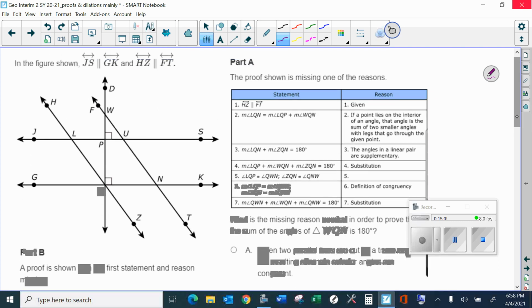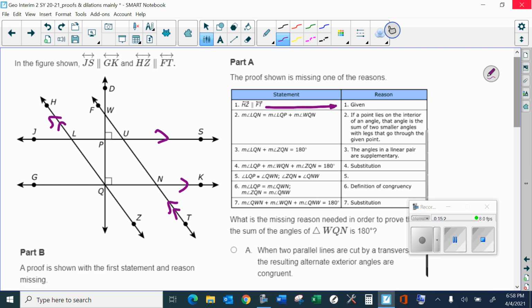In the figure shown, JS is parallel to GK and HZ is parallel to FT. So whenever I'm thinking parallel lines, as I have here in the given, I should be thinking parallel lines cut by a transversal, and all the different types of angles should automatically come to mind: alternate interior angles are congruent, alternate exterior angles are congruent, corresponding angles are congruent, and same side interior angles, or consecutive interior angles, are supplementary.